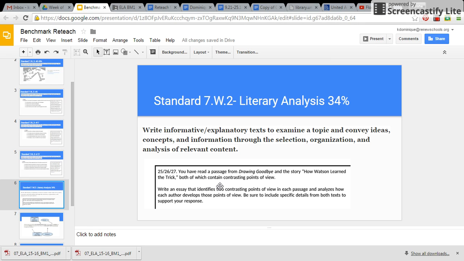But your prompt was, it says you have read a passage from Drawing Goodbye and the story How Watson Learned the Trick, both of which contain contrasting points of view. Write an essay that identifies two contrasting points of view in each passage and analyze how each author develops those points of view. Be sure to include specific details from both texts to support your response. Now, that prompt is loaded. It's lots of stuff in there that you have to do.